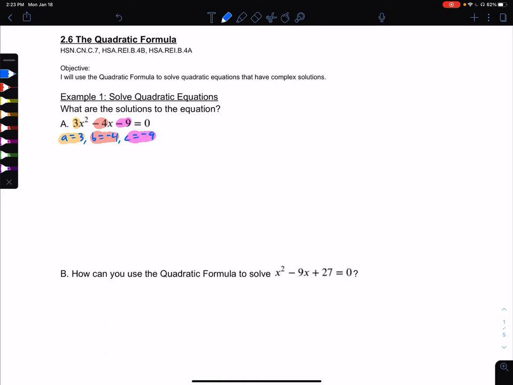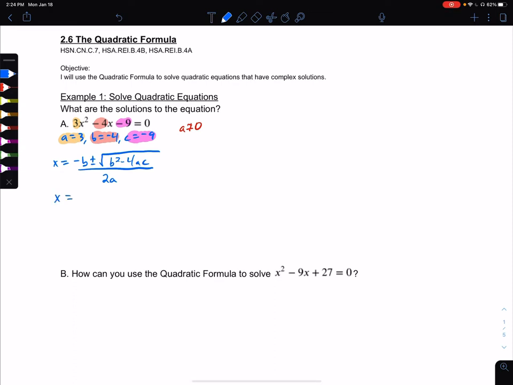So using the quadratic formula, the actual quadratic formula itself would be x is equal to negative b plus or minus the square root of b squared minus 4ac over 2a. Now, one thing to keep in mind here is that a cannot be equal to 0, but if a is equal to 0, this isn't a quadratic anyway, so you wouldn't use the quadratic formula on something that is not a quadratic. But either way, let's plug in our values and then simplify our expression.